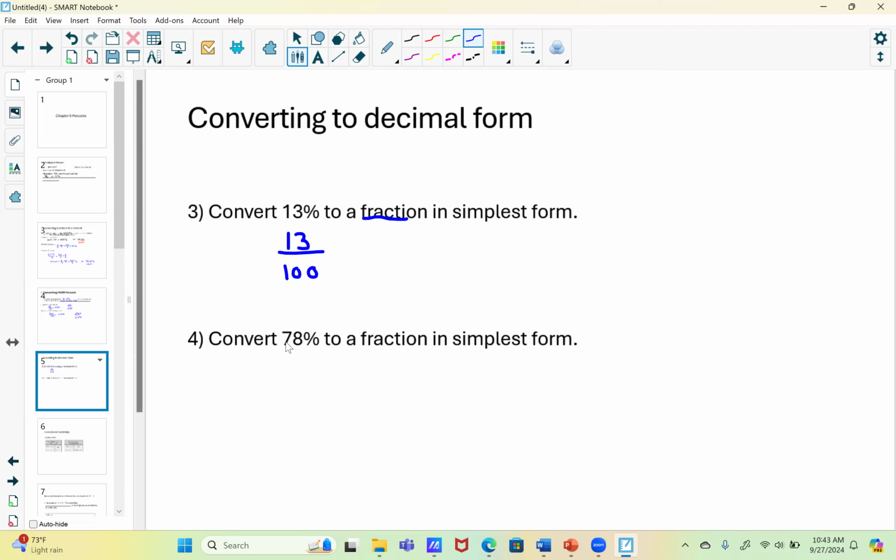Okay, so number 4, convert 78% to a fraction in simplest form. We're going to take 78. Again, anytime I'm changing out of percent form, I divide by 100. And because they said leave it as a fraction, we're going to leave it as a fraction and just simplify. Both of these are divisible by 2. And that gives me 39 over 50. And so that is it in fraction form.